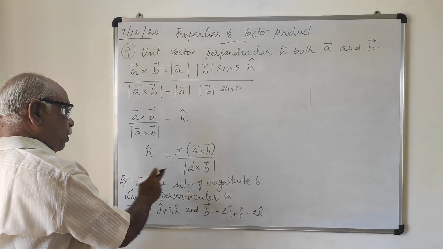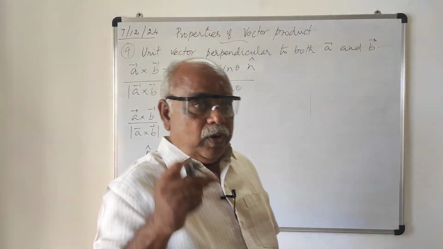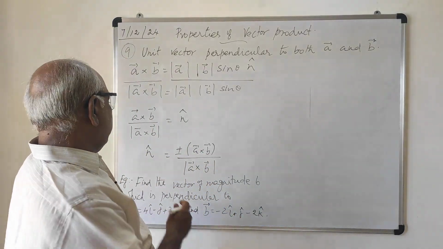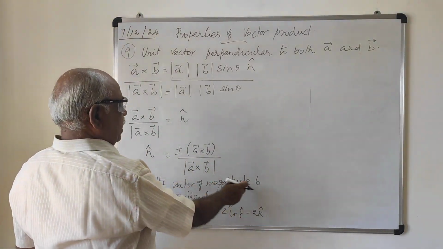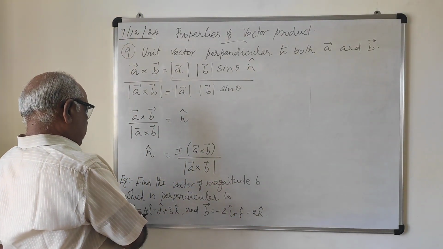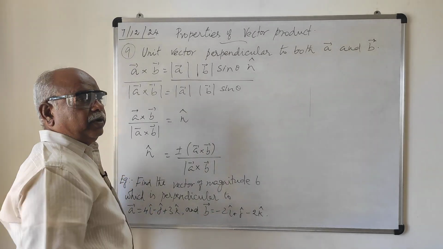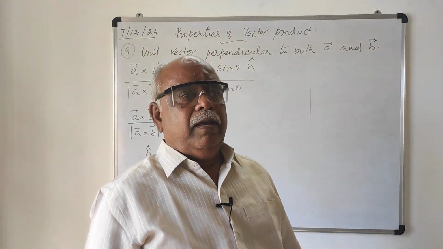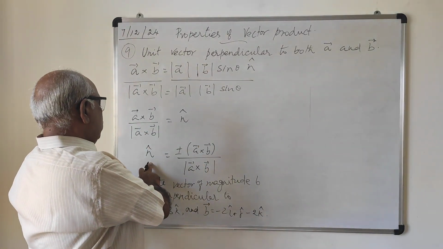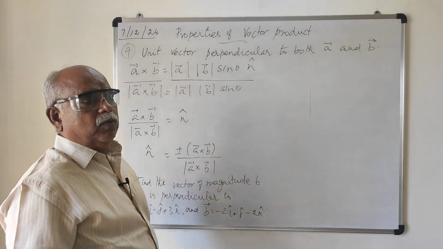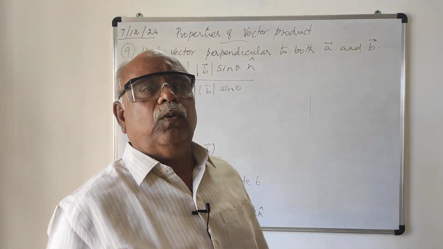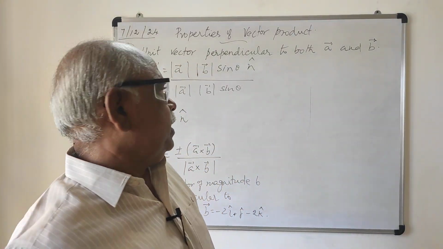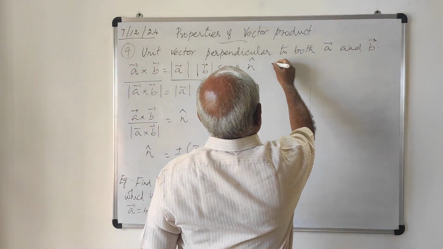You have to find the unit vector first. After that, you multiply by 6; 6n cap gives you a vector of magnitude 6. A and B are given, so you have to find the unit vector perpendicular to both A and B. After finding n cap, you multiply by 6, and then you get the vector perpendicular to both A and B of magnitude 6. For that, you first have to find A cross B.